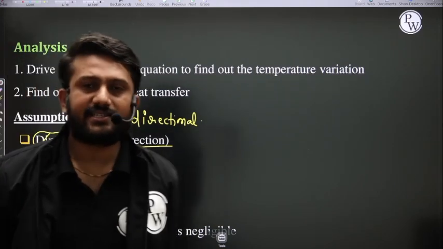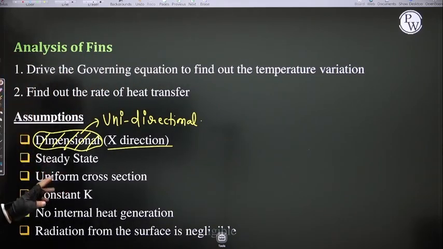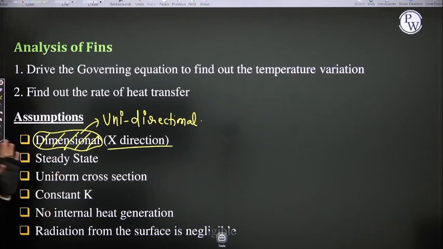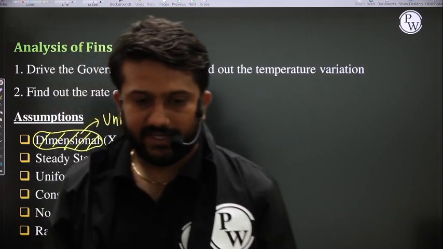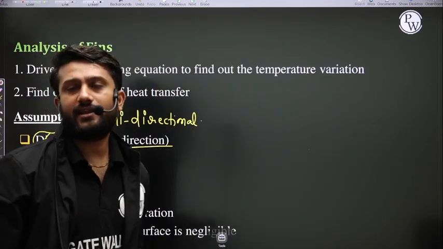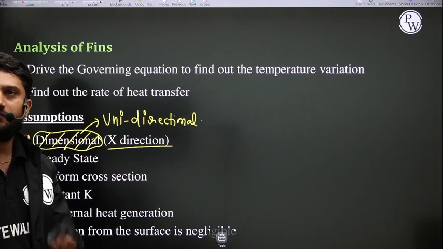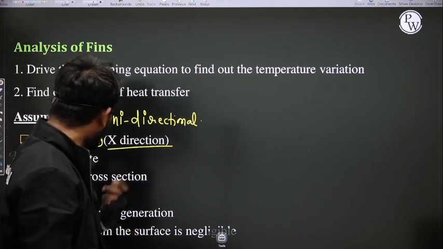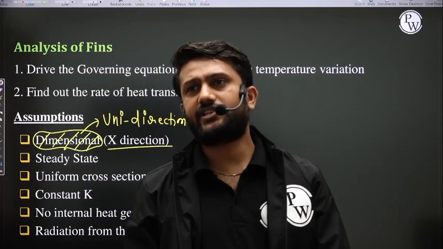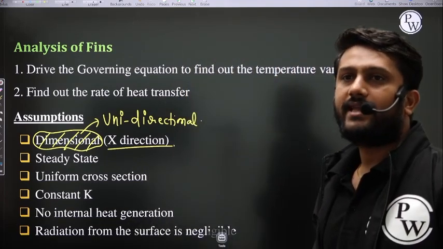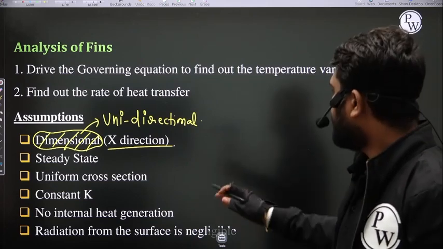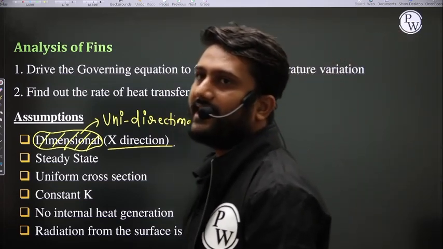What is the second assumption? Steady state. The third assumption is a uniform cross section. The fourth assumption is a constant thermal conductivity. And the fifth assumption is there is no internal heat generation within the fin. And the next, our last assumption, is that the radiation from the surface is negligible.